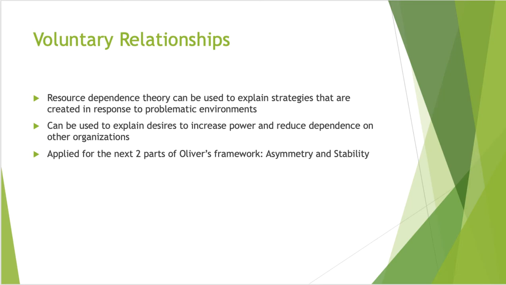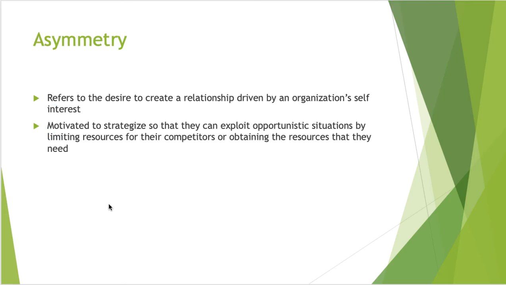So when we're talking about Oliver and these 6 contingencies, 2 of them are going to be derived through the resource dependence theory, and that's going to be asymmetry and stability. So both of these fall under this idea of resource dependence theory. So we're going to talk about asymmetry first.